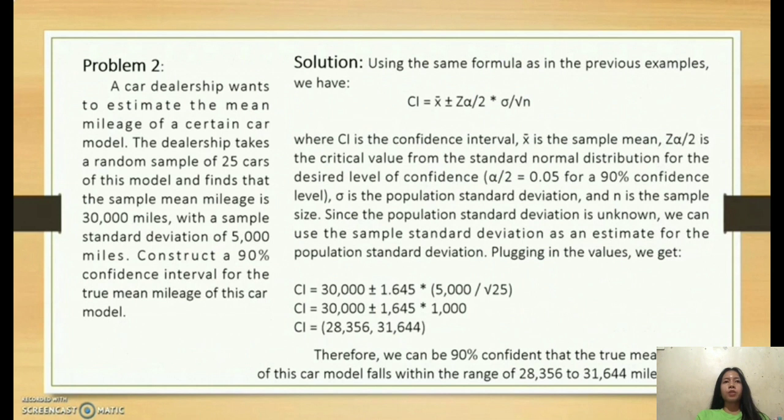Problem number 2. A car dealership wants to estimate the mean mileage of a certain car model. The dealership takes a random sample of 25 cars of this model and finds that the sample mean mileage is 30,000 miles with a sample standard deviation of 5,000 miles. Construct a 90% confidence interval for the true mean mileage of the car model.